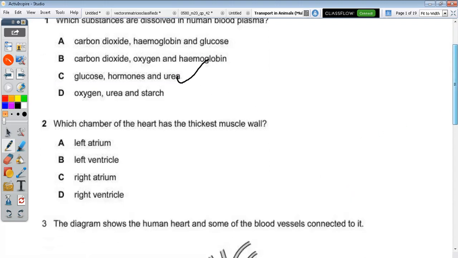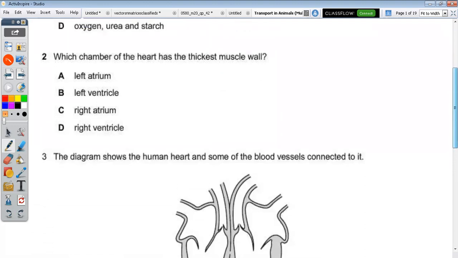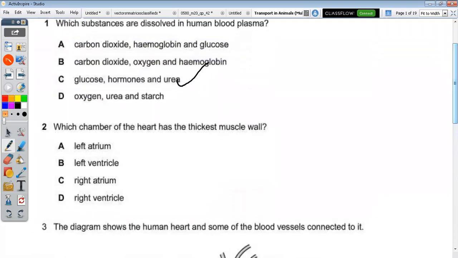Now let's go to number 2. Which of the chambers of the heart has got the thickest wall? The heart has 4 chambers. Which one is the thickest?